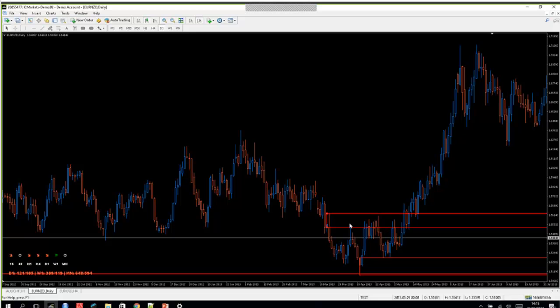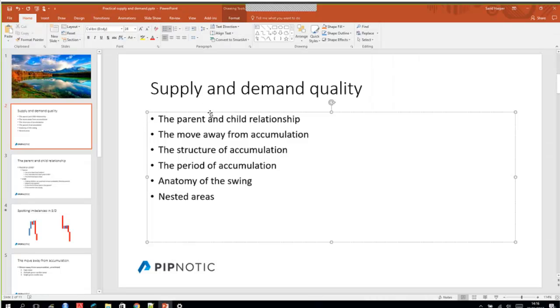So, I mean, this one is gone, and we have this one here that did it. But you can see now that we have this one, and we have this one, and we have this one. I mean, which one do you choose? Well, you have to consider a few things here, and we have this list here, and these are some of the questions that you want to ask yourself when you're looking at these areas of supply and demand.